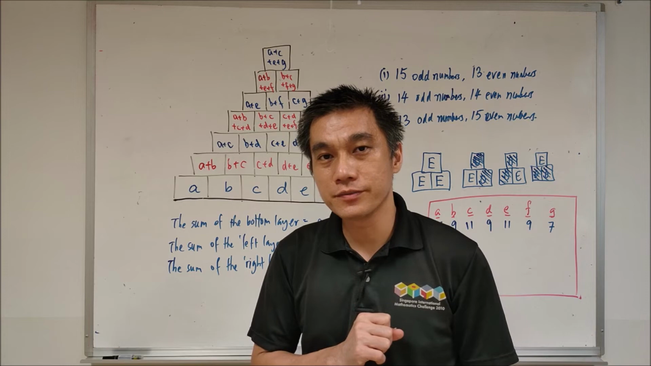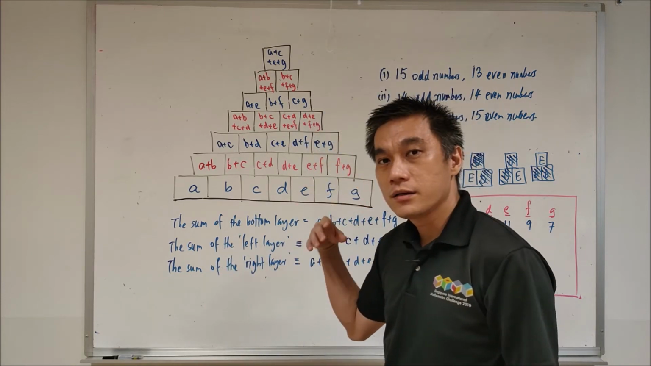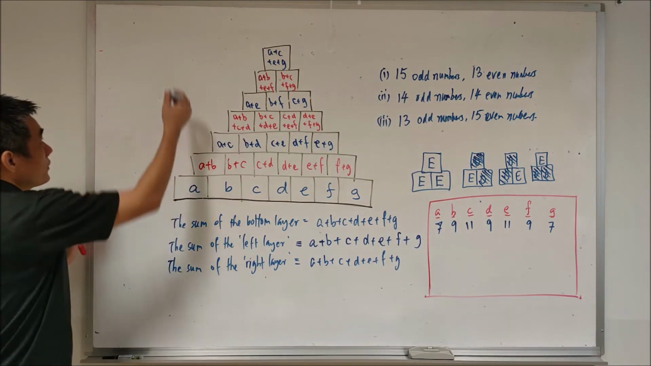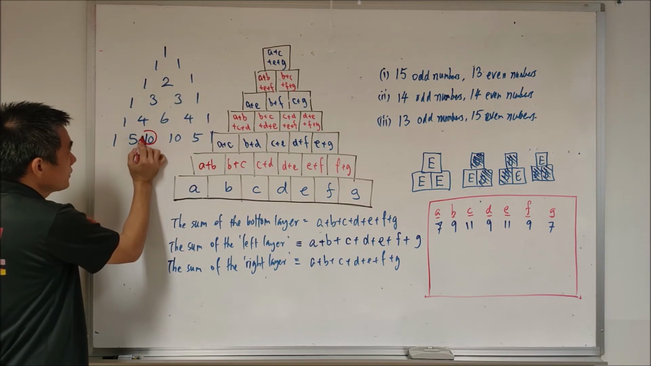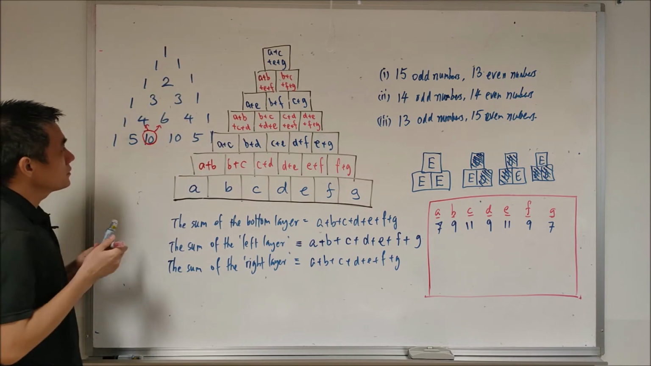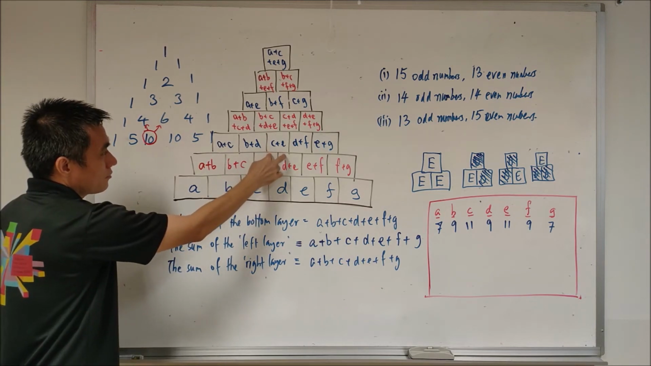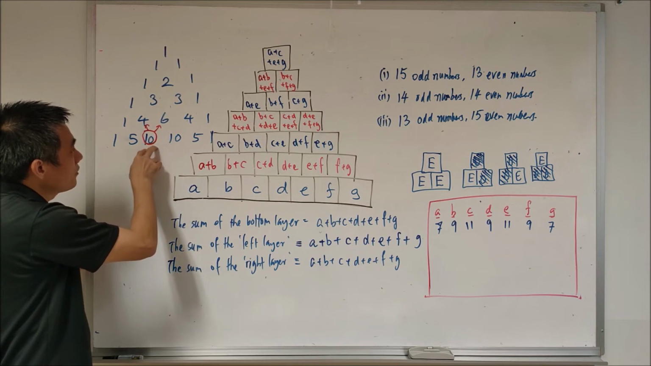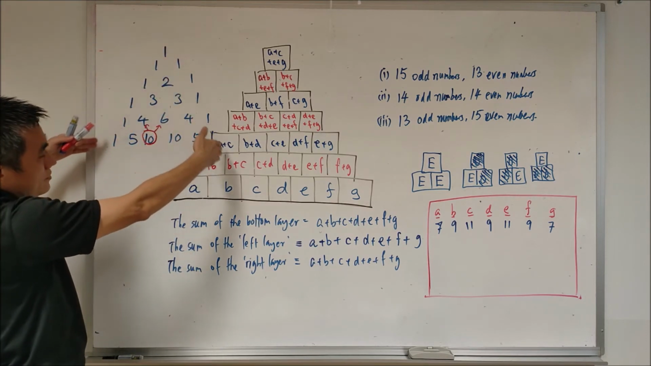At the beginning of the video, we mentioned that this is something related to the Pascal triangle. If you recall the Pascal triangle, this is how we construct it. Each number here is a sum of the two numbers above. For this pyramid, any number is a sum of the two numbers below. For the Pascal triangle, any number is a sum of the two numbers above, and it starts with two ones at the side.